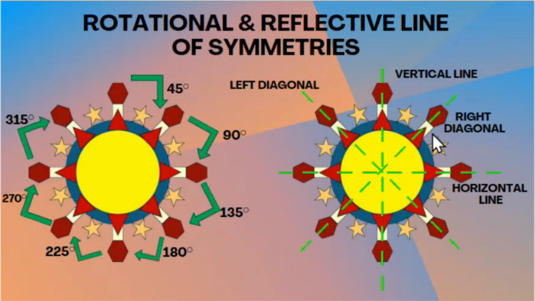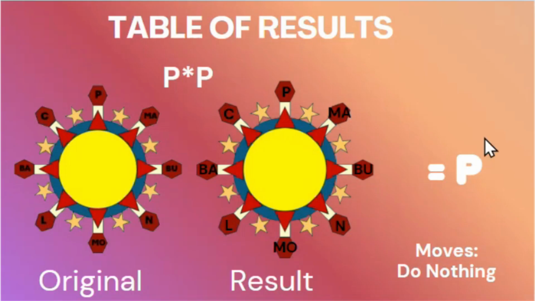For our symmetries, we have the vertical line, which is this. We have our horizontal line, which is this. And we have our right diagonal and our left diagonal. So let's perform the possible moves. Here is our original Sun of Freedom Algebra, and then this is the result.